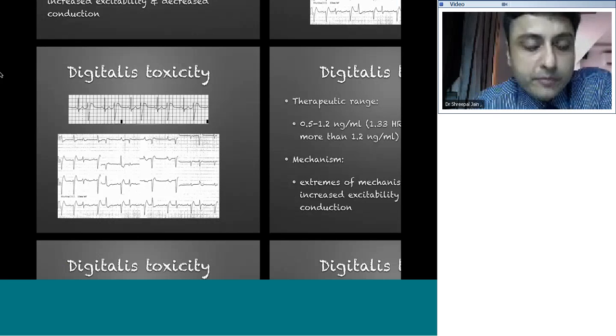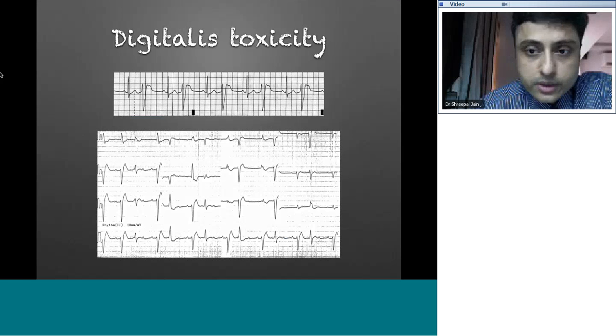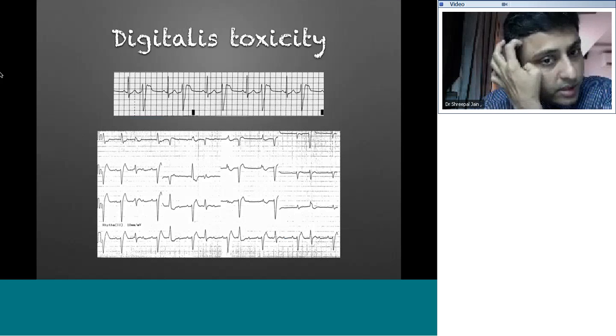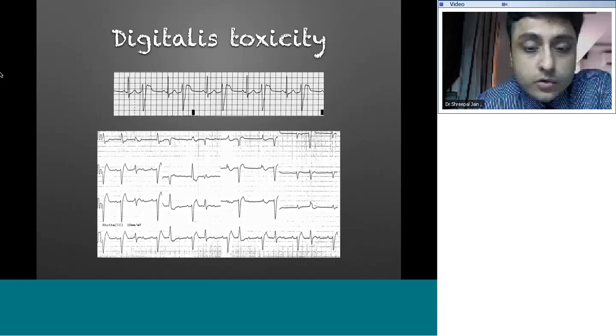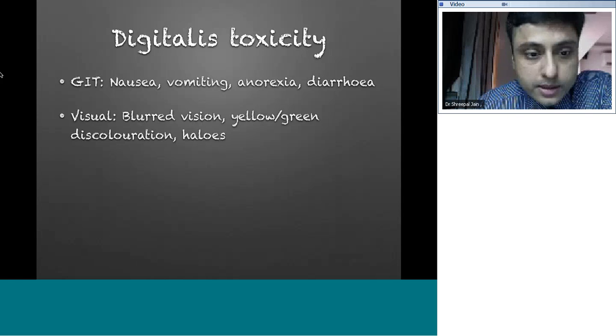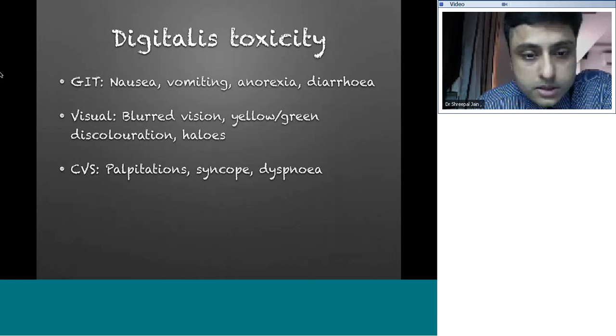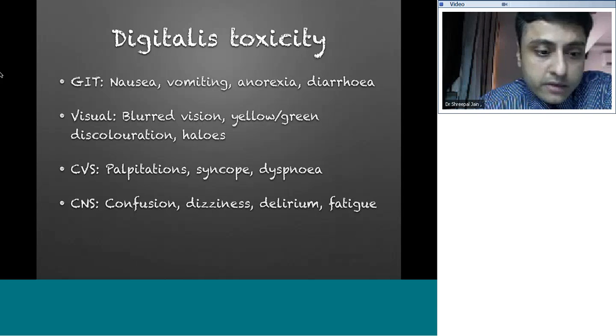And then you can have patients presenting with symptoms related to the GI tract, including nausea, vomiting, anorexia, and visual symptoms like blurred vision, halos around the light, and yellow-green discoloration, as well as palpitation, syncope, dyspnea, confusion, dizziness, delirium, and fatigue.